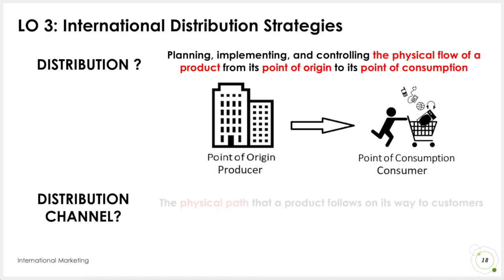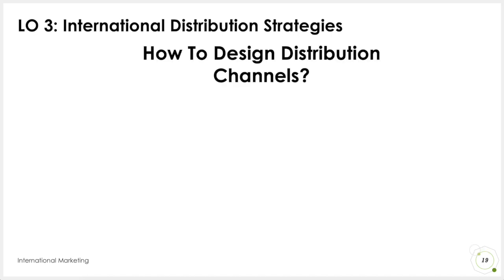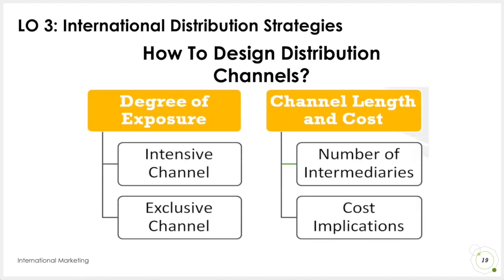The physical path that a product flows on its way to the consumer is called the distribution channel. Companies along this channel that work together in delivering the product to the customer are called channel members or intermediaries. The channel members or intermediaries are such as wholesalers and retailers. Managers have to consider two overriding concerns when establishing a channel of distribution, which are: first, the amount of market exposure a product needs, and second, the cost of distributing a product.